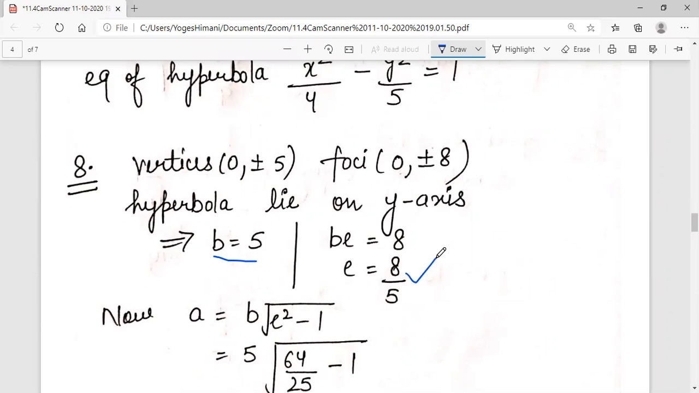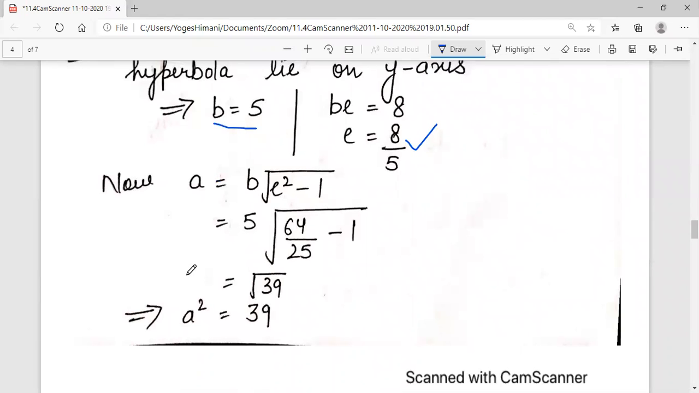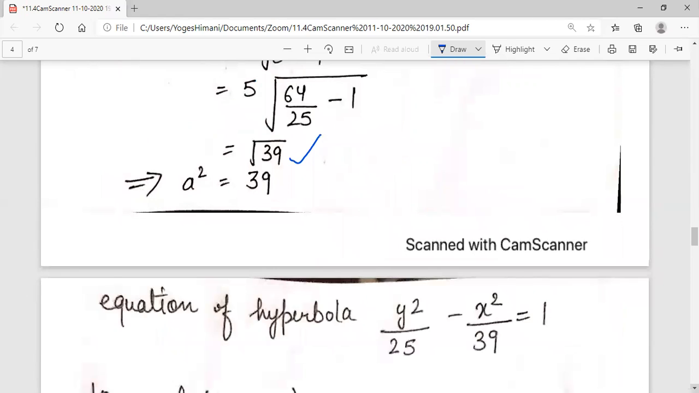e came 8 by 5. Eccentricity came. Now we have to find a. What is a? b under root e square minus 1. Put the values of b and e. a came under root 39. And what will a square be? 39. a square came, b square came, and it is on which axis?